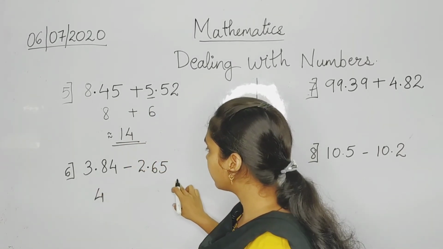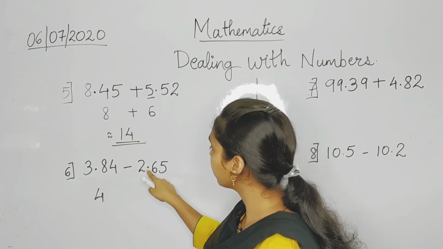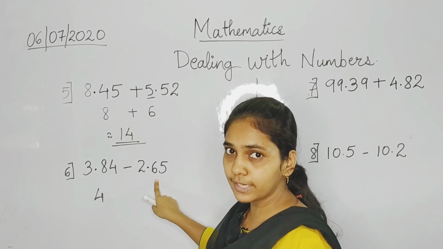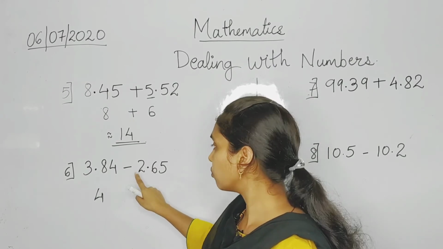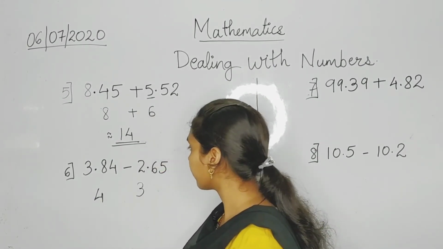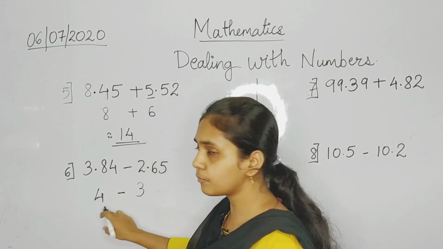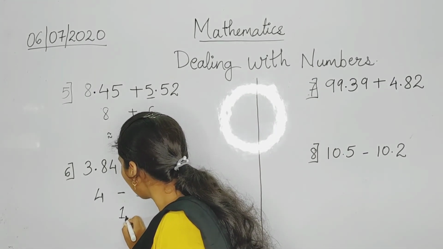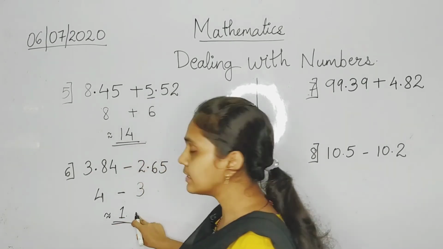Now we look at the second number. The number after the decimal point is 6, and 6 is also greater than 5. So we add 1 to the number 2. Adding 1 to 2 gives me 3. Now there is a subtraction sign in between. So we subtract 3 from 4. The answer is 4 minus 3 is 1. So the approximate subtraction is 1.